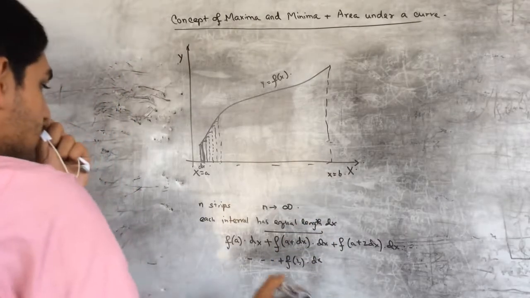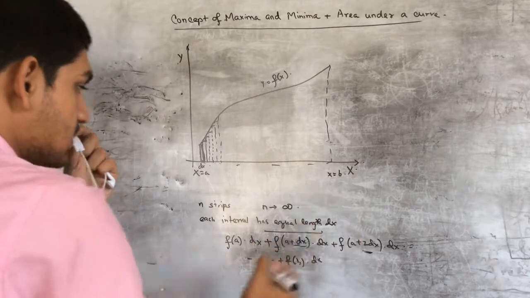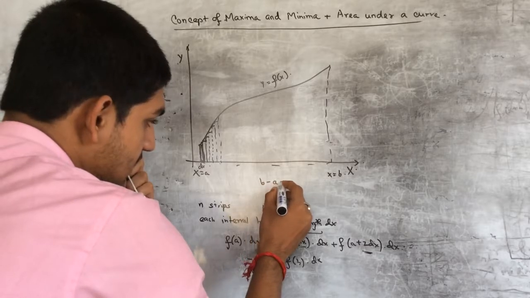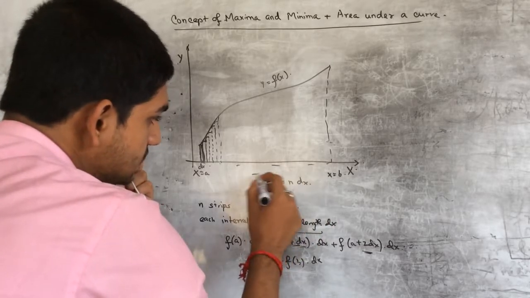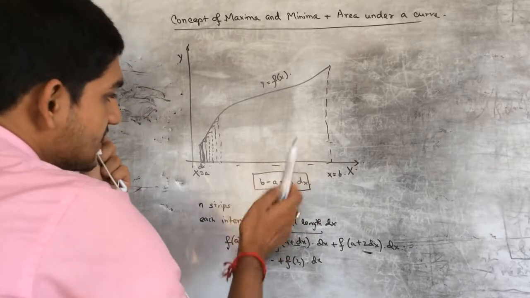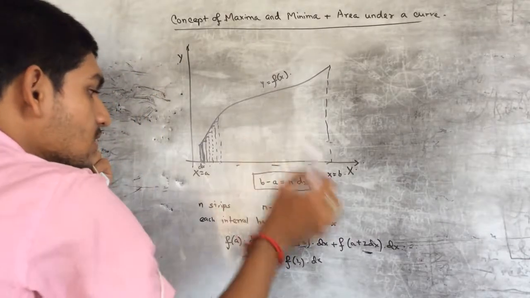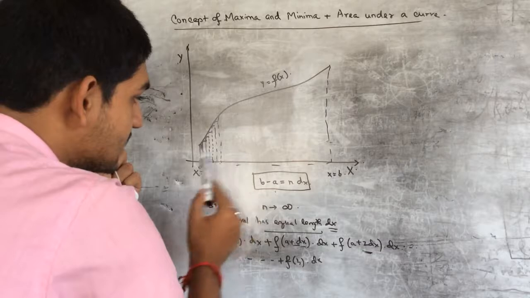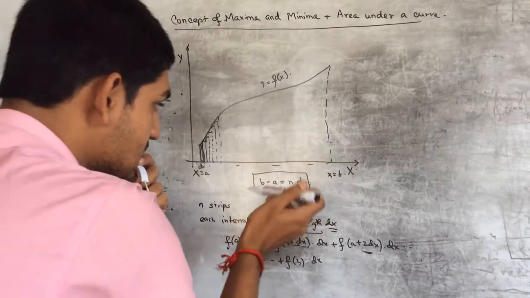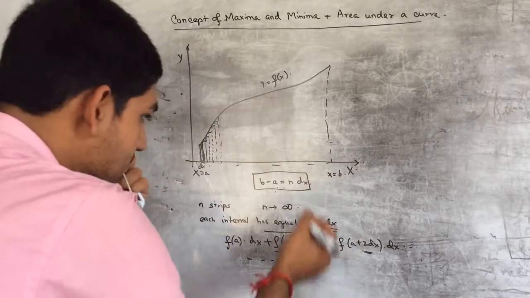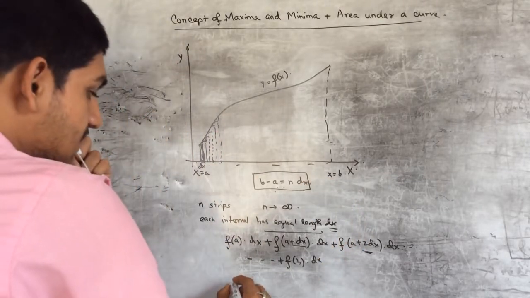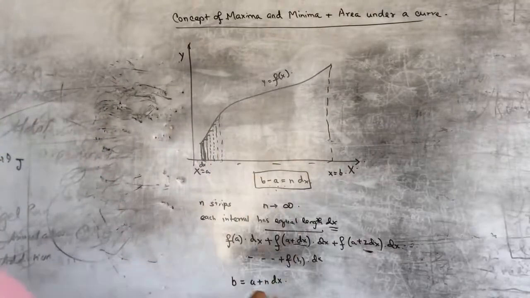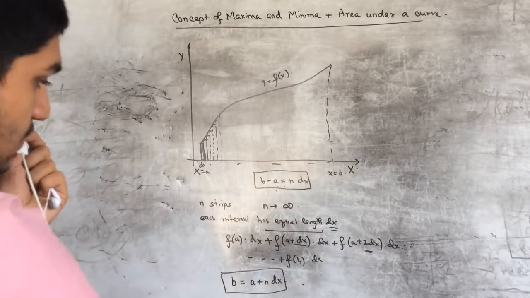Now I also want to tell you that this can be written in another form: B minus A equals n dx, because B minus A is this length, and this length is divided into equal lengths dx, n times, where n tends to infinity. So n into dx is actually the length of the interval. So B minus A equals n dx. Now B can be written as A plus n dx. So it comes as an arithmetic progression series.